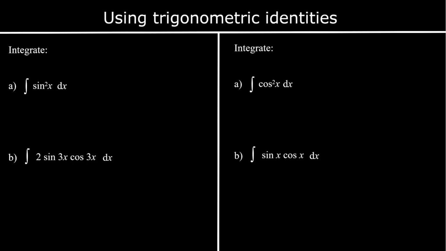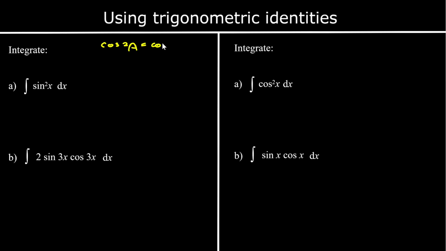Sometimes when our trigonometric function isn't in the right form to integrate, we can use a trigonometric identity to get something that we know how to integrate. So sine squared x and cos squared x, we can't integrate in that form, but we can use a trigonometric identity, and that is our cos 2a.